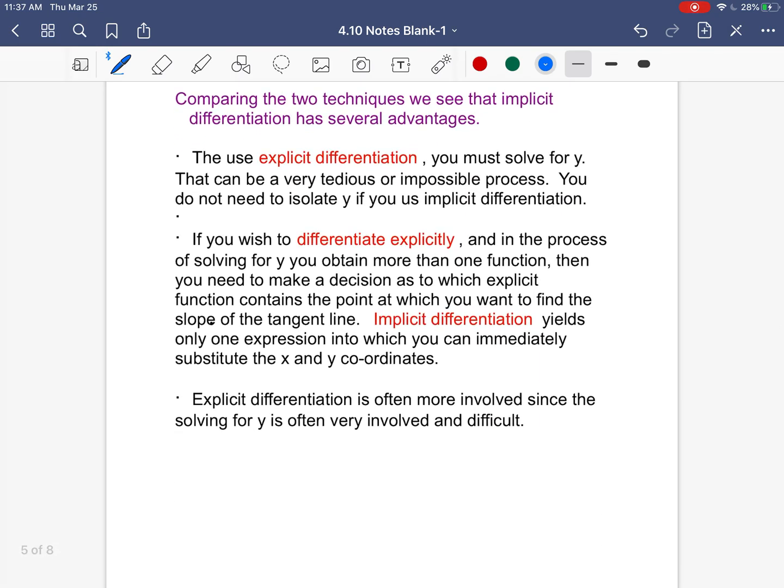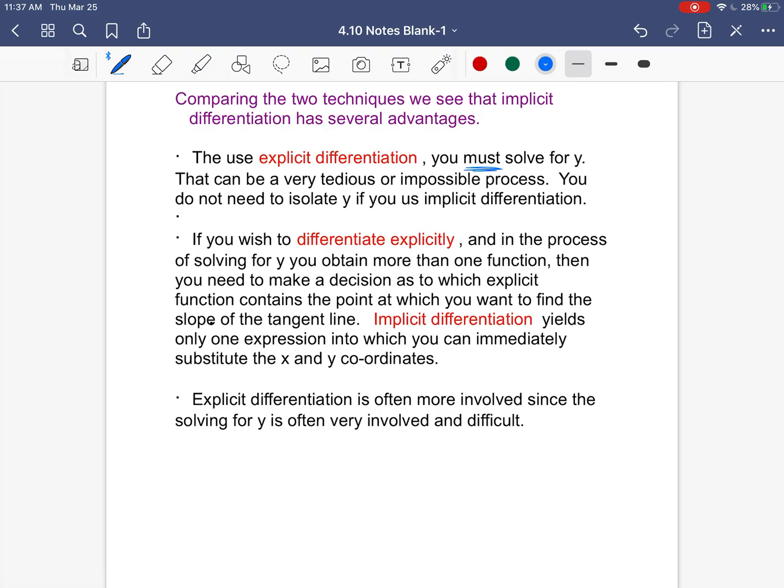Okay, so comparing the two techniques, we see that implicit differentiation has several advantages. To use explicit differentiation, you must solve for y, which can be very tedious. We saw we had to complete the square on both sides, and it's often actually impossible to do. You do not need to isolate y if you use implicit differentiation. So if you wish to differentiate explicitly and in the process of solving for y you obtain more than one function, then you need to make a decision as to which explicit function contains the point, and then you'd have to find the slope, and so on.